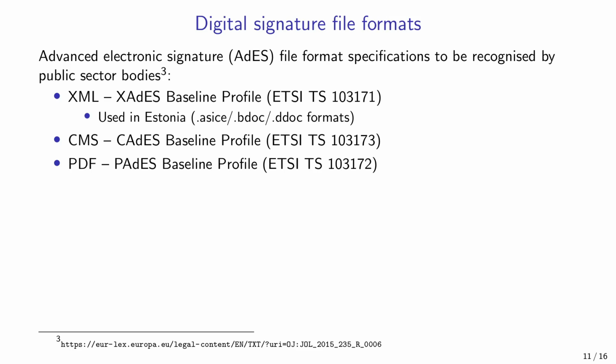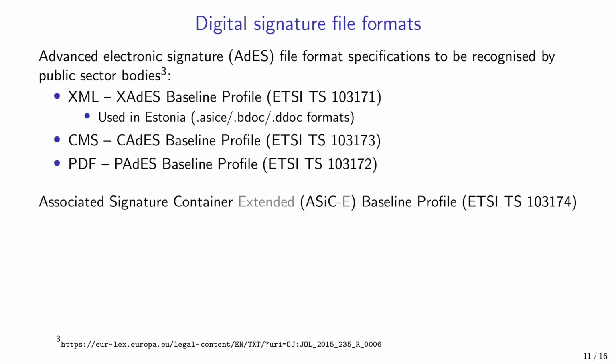So, while in the case of PDF signatures, the signature is embedded into a PDF object, the question is, how do we bundle together the data in XML and CMS signatures? The answer is that for these formats, the eIDAS implementation decision requires the use of the Associated Signature Container Extended, or ASiC-E, standard. The idea is that this is a zip file with some directory structure where we can store together the signed files, signatures, and metadata.